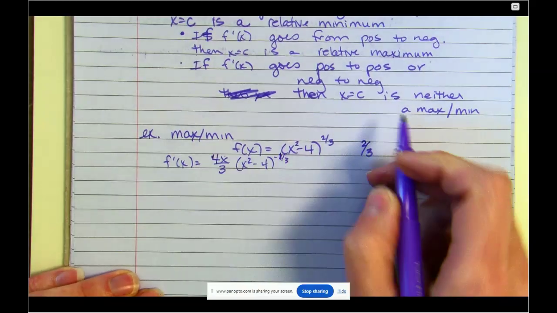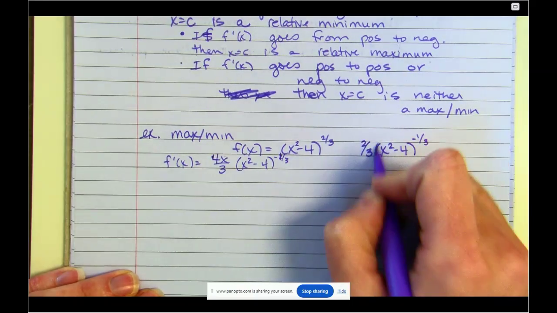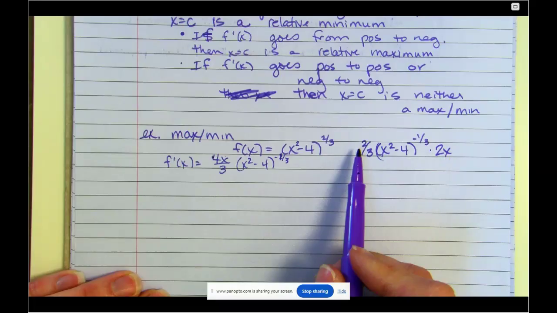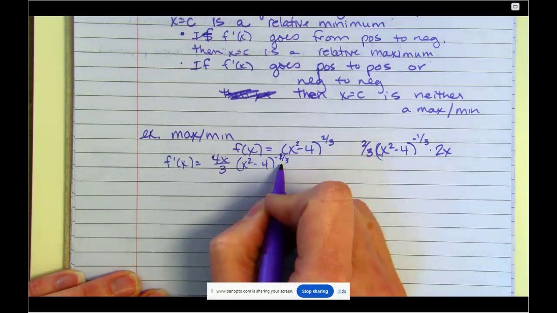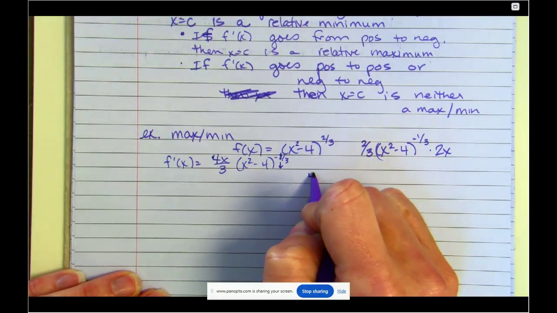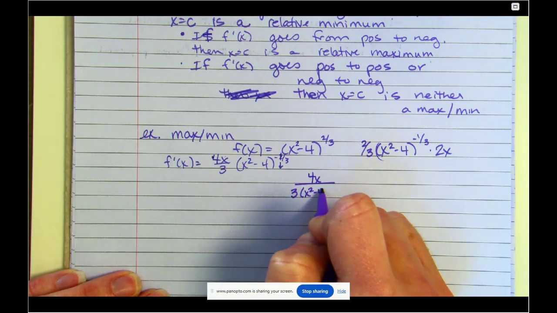If you do the derivative of this, it's 2/3 times x squared minus 4 to the negative 1/3 times the chain rule derivative of the inside. So that's where Mason got the 4x. It's the 2x times the 2. This drops to the bottom. So on the top, we have 4x over 3 times (x squared minus 4) to the 1/3.